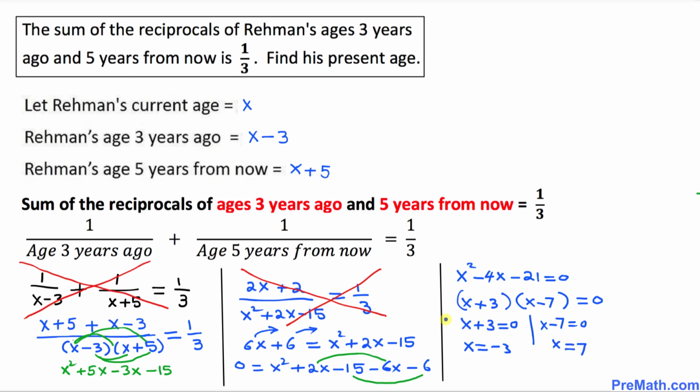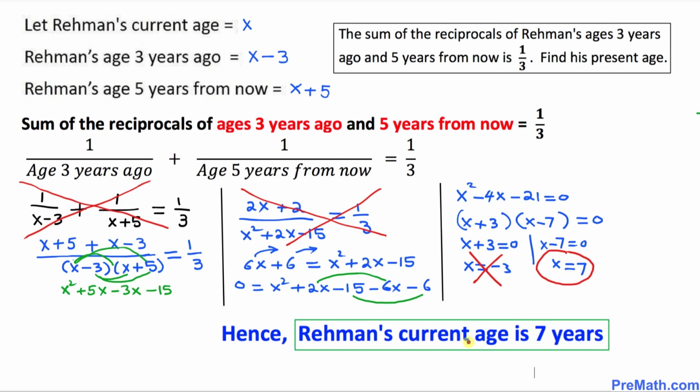As x represents the age of this person, x equal to negative 3 means age cannot be a negative number. So we're going to discard x equal to negative 3. Our only solution turns out to be x equal to 7. That means Rehman's age is 7 years. So thus Rehman's present age is 7 years, and that is our answer.